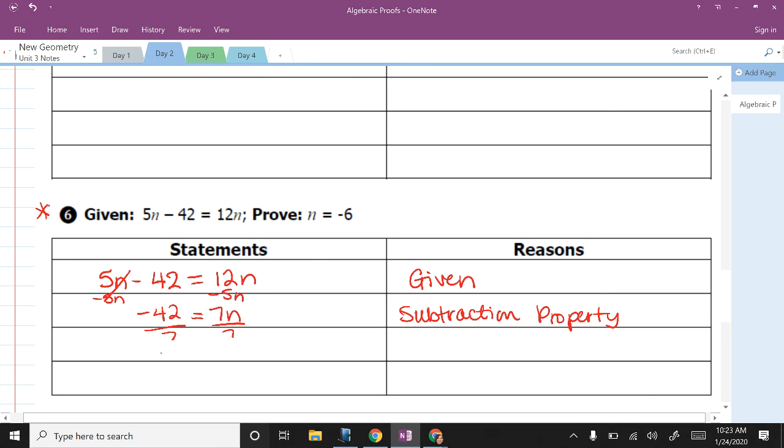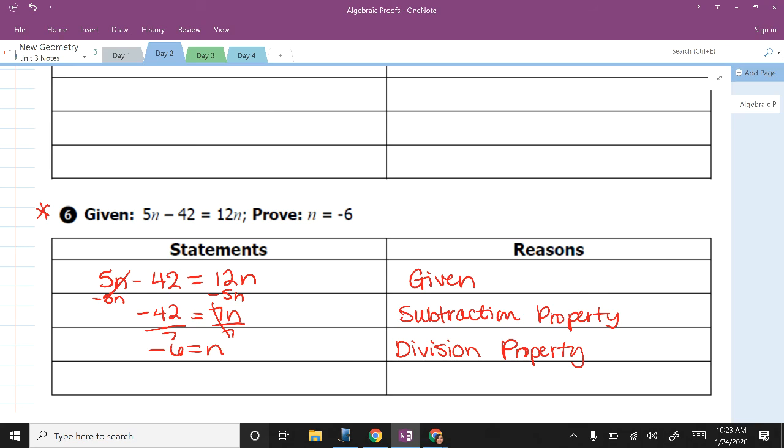All right, so I'm going to get negative 6 equals n. Do you see how it's in that order? Because the variable's on the right-hand side. That's important. Okay. Division property. Don't just swap it around when you're doing a proof, because we're wanting to prove n equals negative 6 with the variable coming first. Didn't we learn a property yesterday that says we can swap the order? Symmetric. Since the variable is on the right-hand side, we need to move it to the left, so we need to include that symmetric property in a step.